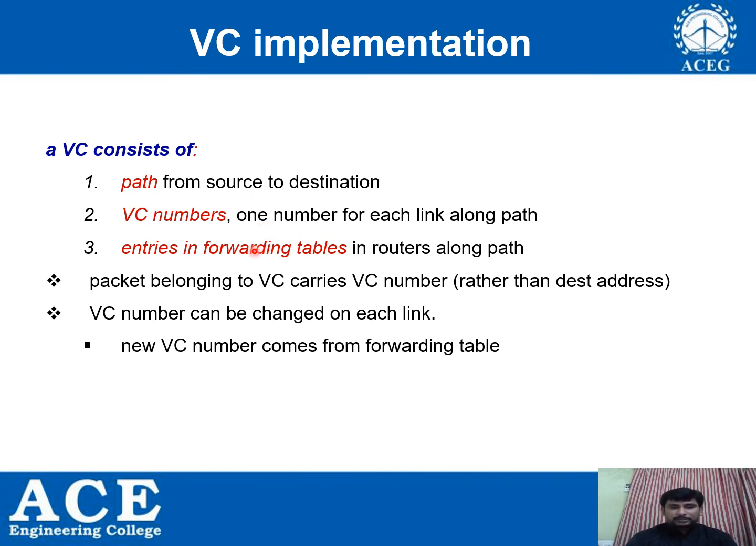So, important things to be remembered. Here a path has to be established. We are going to use a virtual circuit identifier, and for every movement of the data we have to make an entry in the forwarding tables. The packet belonging to a virtual circuit carries a virtual circuit number, and the virtual circuit number can be changed on each link, and the new virtual circuit number comes from the forwarding table. These are the few important points we need to remember, and to understand this better we will look at the example in our next slide.